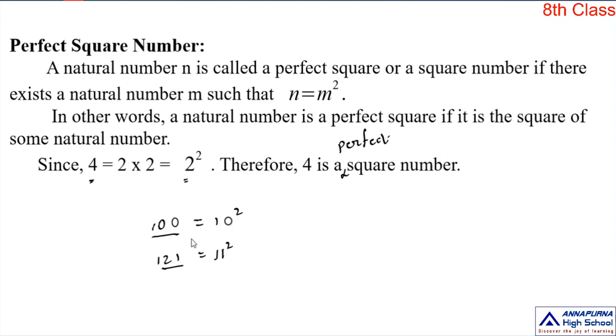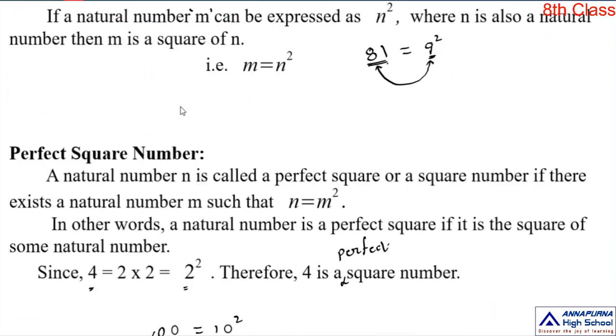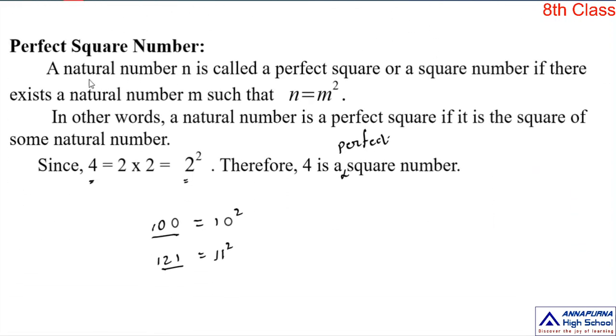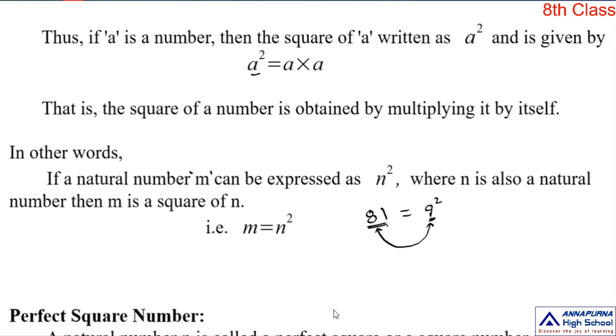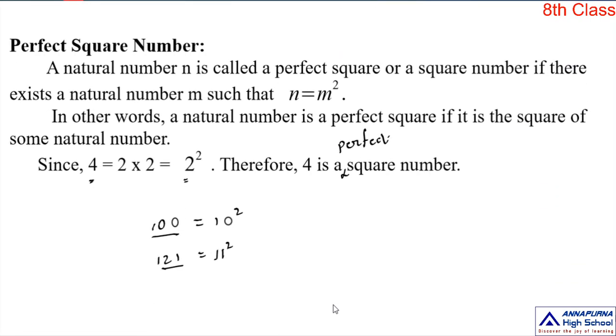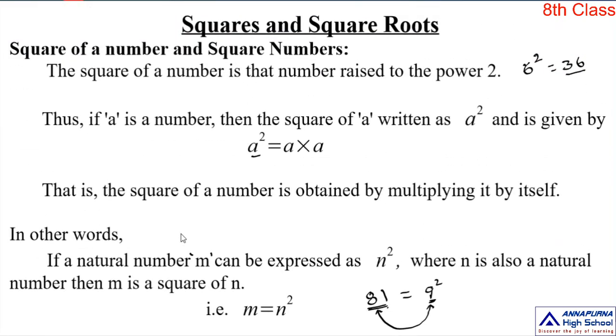Observe the difference. Here we discuss square of a number. Here we discuss perfect square numbers. In the first definition, how to find the square of a number? We are discussing like this: 6 square is equal to 36. In perfect square numbers, we change the order. We discuss about the natural numbers. Is it clear?